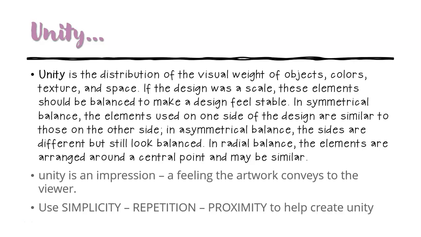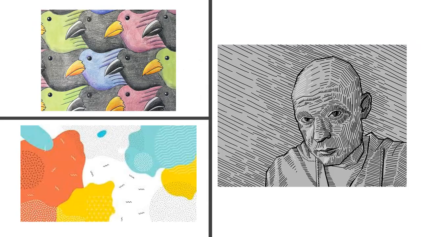So we use something called simplicity, repetition, and proximity to help create unity. We're going to take a look at some examples of how they use that. Looking at the example on the right, this one especially uses simplicity. Notice that they just use simple lines to accent the face, add some shading, adding a little bit of detail. Okay, that means it's simple. Same with the other two images as well.